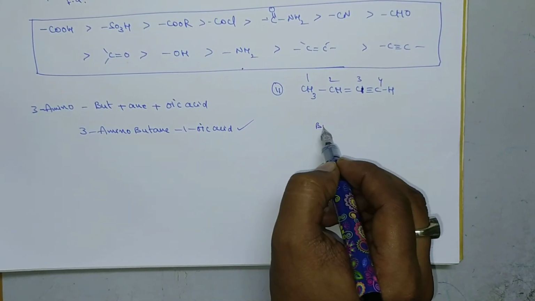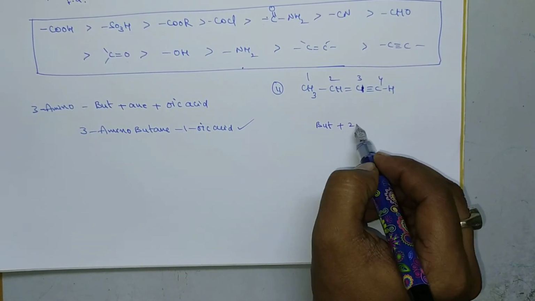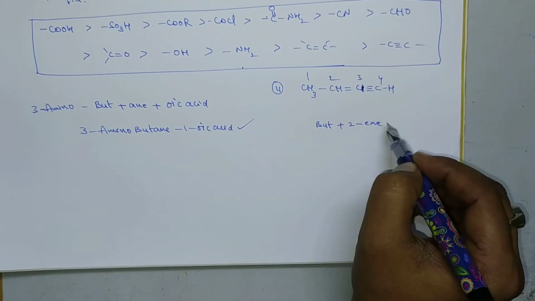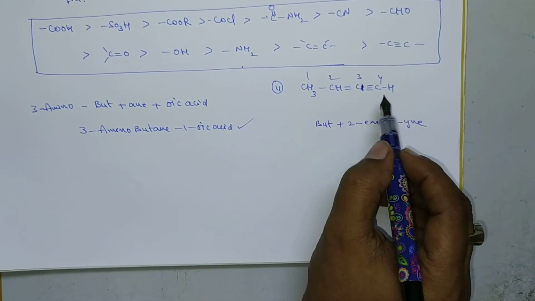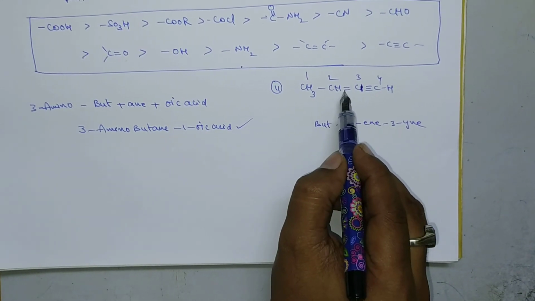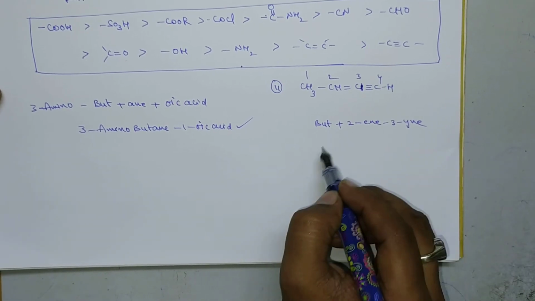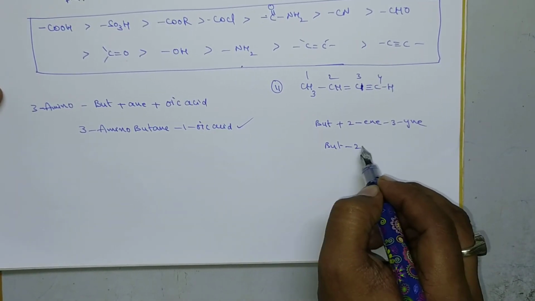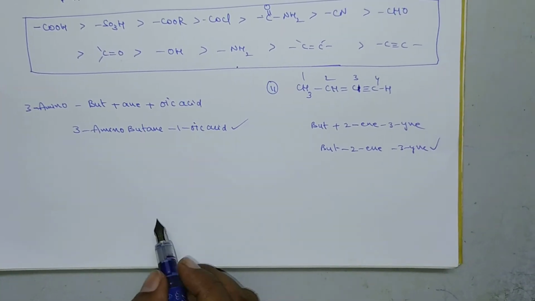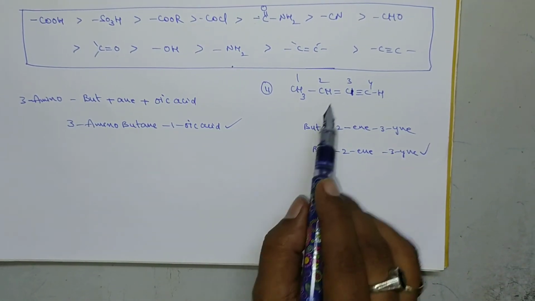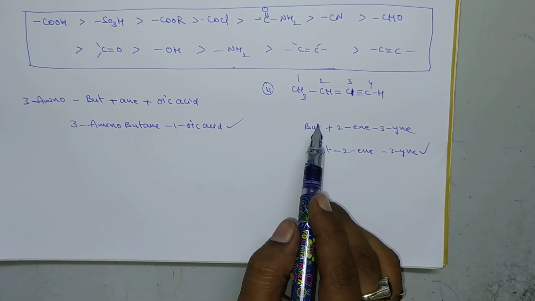So here the root word is but, plus the double bond is present at the second carbon, so 2 ene, and 3 ine. The double bond is at the second position, and at the third position the triple bond is there. So the total name is but-2-ene-3-yne. This is the total name. So in case of any molecule which consists of double bonds and triple bonds, the first preference should be given to the double bonded carbon only.